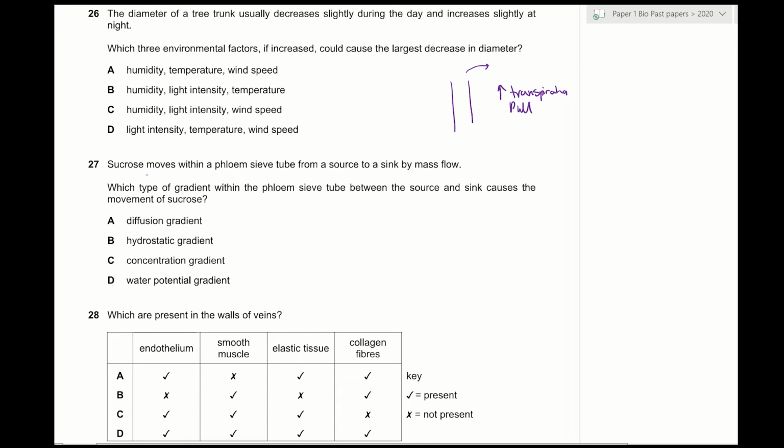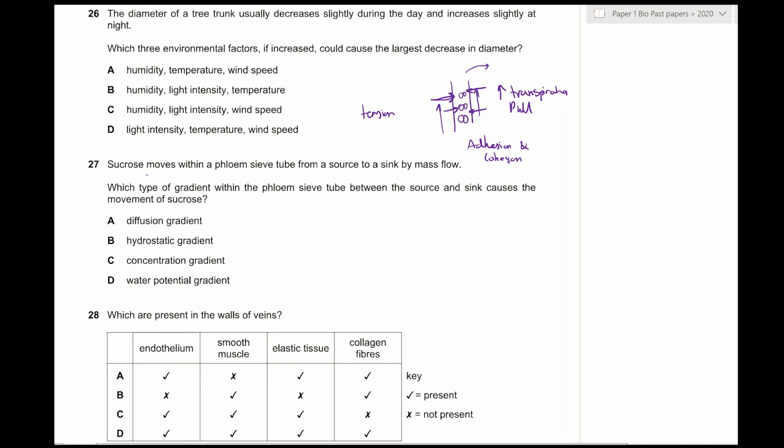During the day, if there's an increased transpiration pull, this means that more water molecules are going to be moving up at a faster rate. Therefore, we know that water moves by both adhesion and cohesion. In this case, the cohesion forces increase between water molecules as they move up at a faster rate. When the cohesion forces between water molecules increase, this creates a tension force which pulls the diameter of the stem inwards.